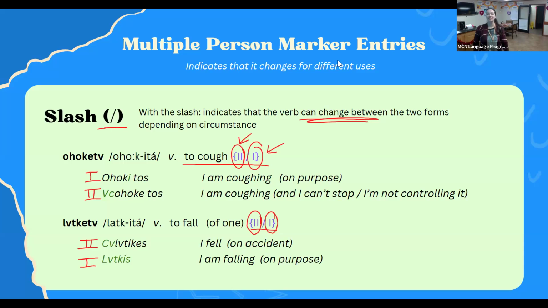Lutgase. I'm falling. Right? Maybe you're doing it for a play, or once again, maybe you're just being a little brat. I'm falling. So, lutgase. So that's what those mean.